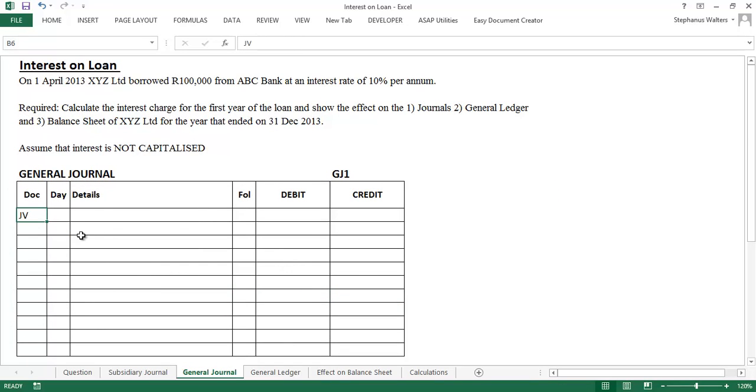Our document number is not given, so we can put journal voucher. The interest will be calculated at the year end on 31 December. So we can write 31 as our day. And then we need to determine our debits and our credits. So what has happened here? We've been charged for the cost of borrowing money from the bank.